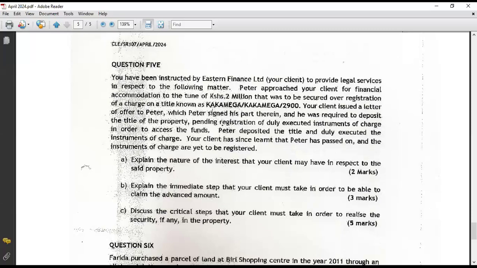Let's be specific. Answer A: explain the nature of interest that your client may have in respect to the said property. So what is the interest?